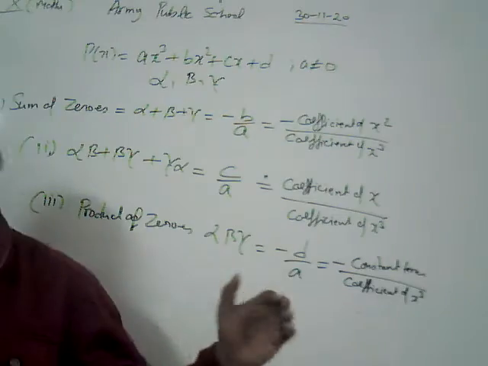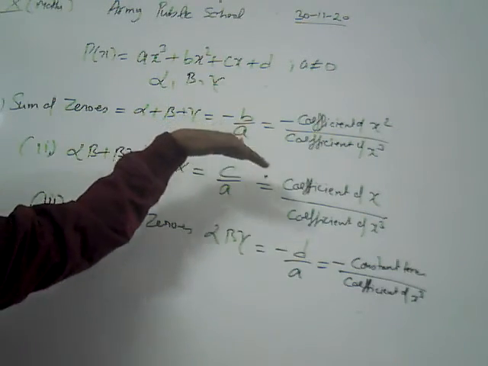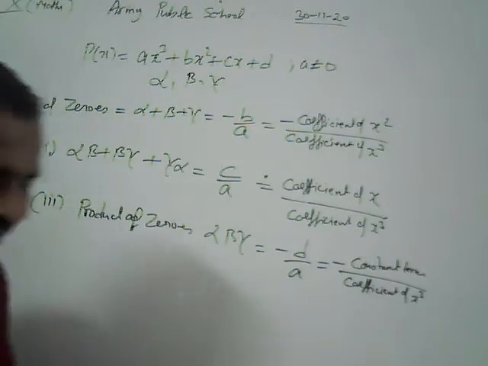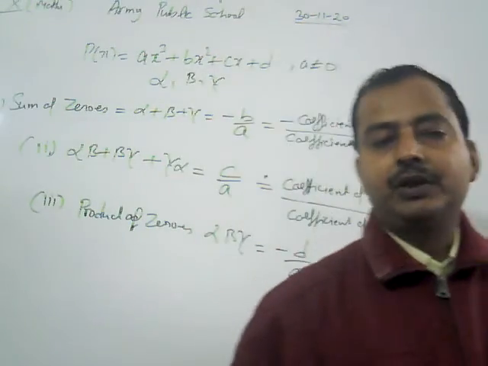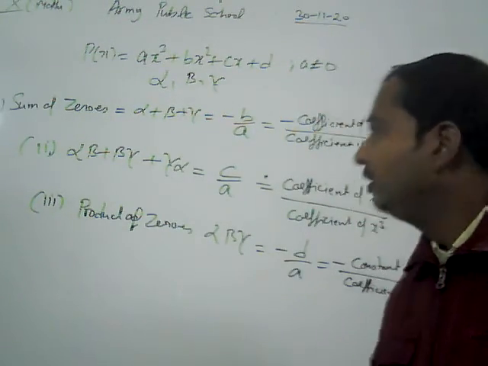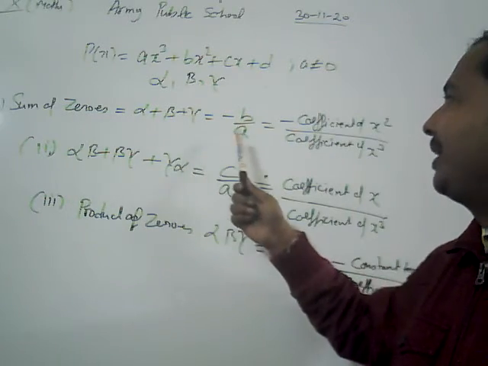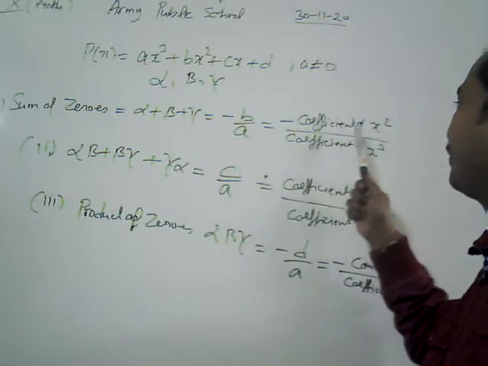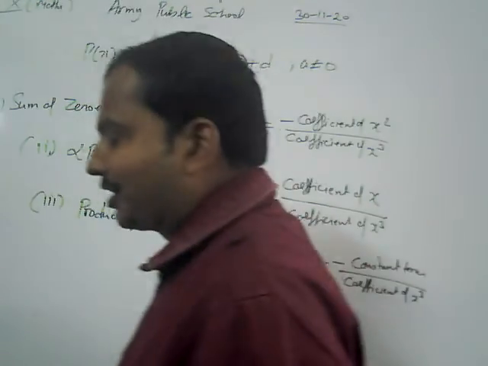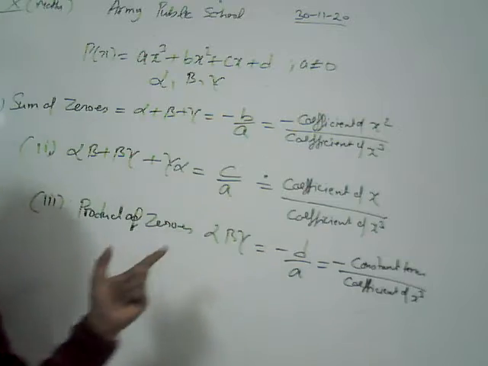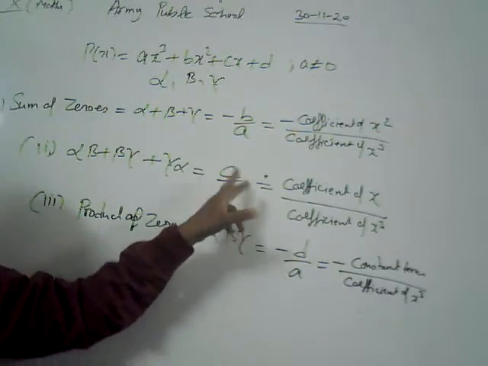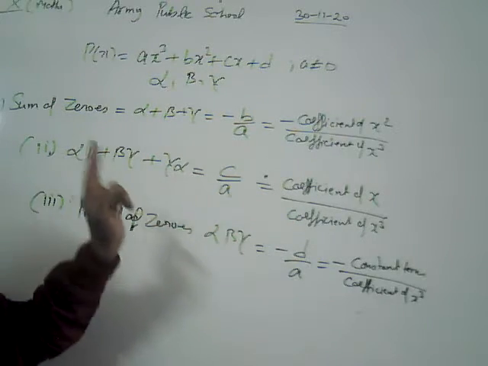ये हमने क्या देखा, आज की क्लास में क्या डिस्कशन किया. Our discussion is all about the relationship of zeros of a cubic polynomial to its coefficients. In a cubic polynomial we have three zeros, alpha, beta and gamma. The sum of zeros, alpha plus beta plus gamma, is equal to minus b by a, equal to minus coefficient of x square to the coefficient of x cube. Our second relationship is the sum of product of zeros taken two at a time, alpha beta plus beta gamma plus gamma alpha, equal to c by a, that is, the coefficient of x to the coefficient of x cube.